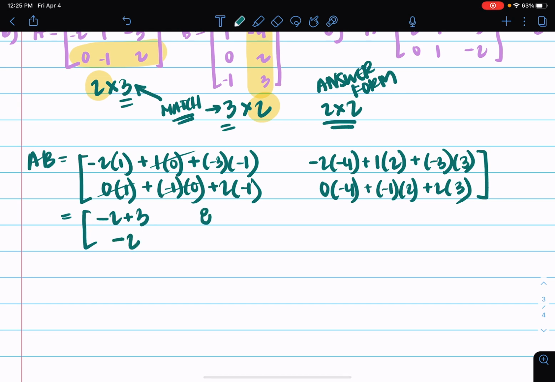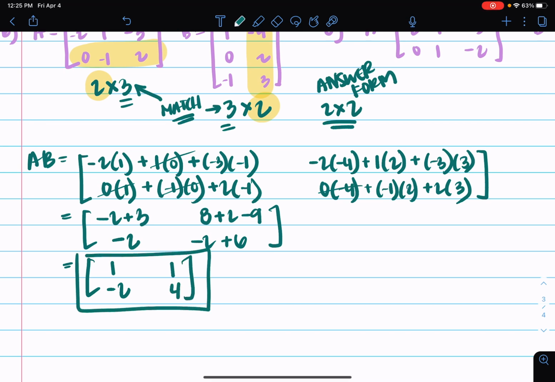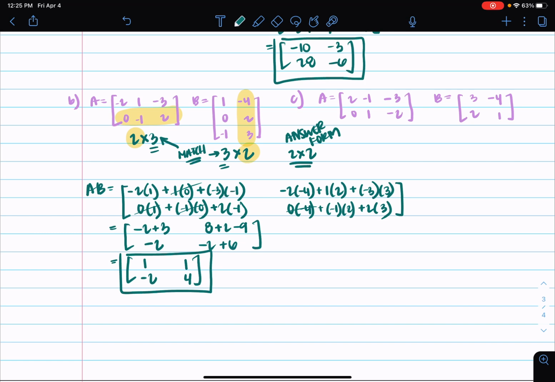We get 8 plus 2 minus 9. And then over here we have, that cancels. We get -2 plus 6. Okay, again, just reducing. That's going to give us positive 1, negative 2, 10 minus 9 is 1, and 4. All right, and there's our AB. Okay, and then now BA.